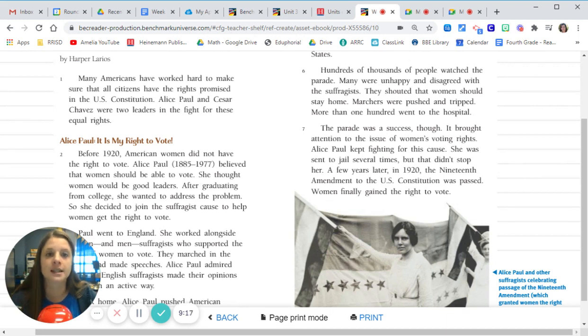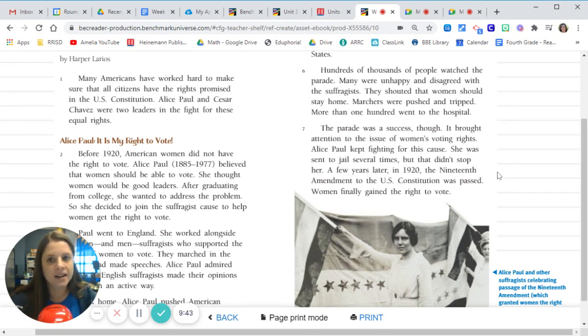The parade was a success, though. It brought attention to the issue of women's voting rights. Alice Paul kept fighting for this cause. She was sent to jail several times, but that didn't stop her. A few years later, in 1920, the 19th Amendment to the U.S. Constitution was passed. Women finally gained the right to vote.